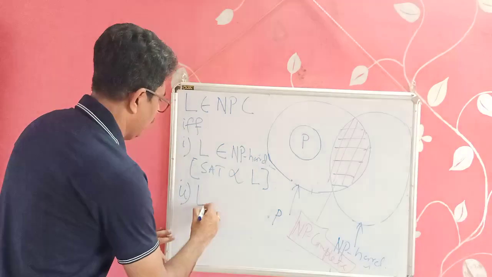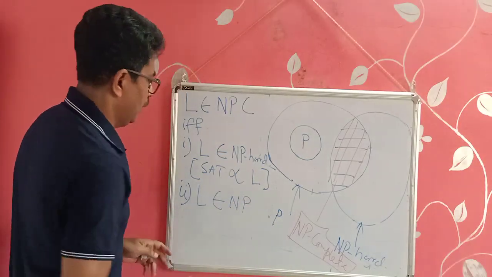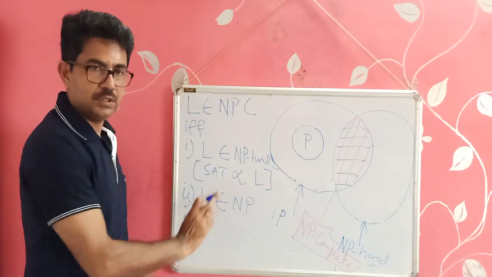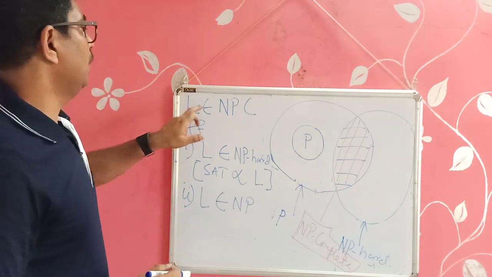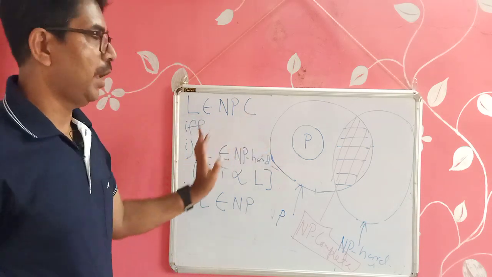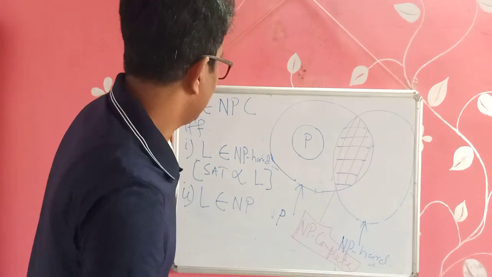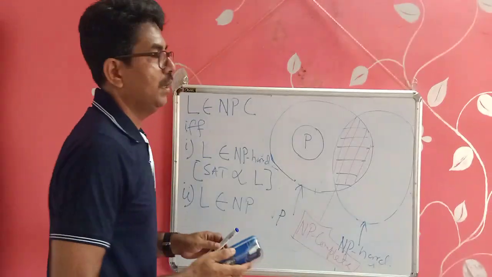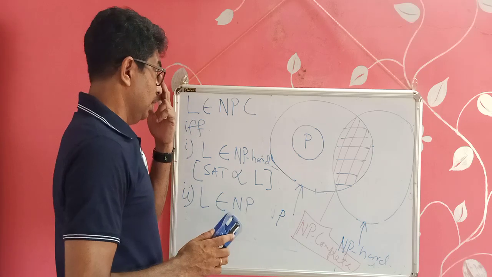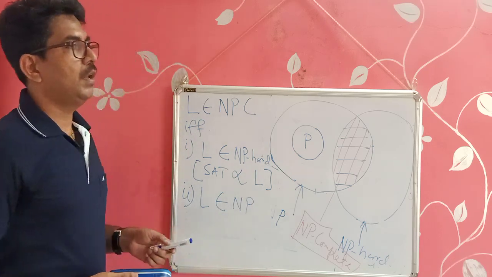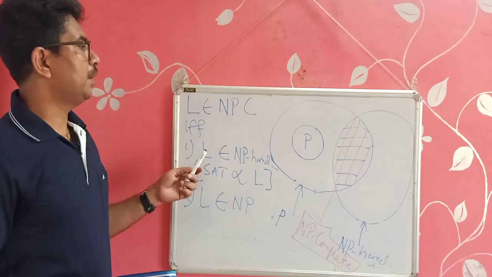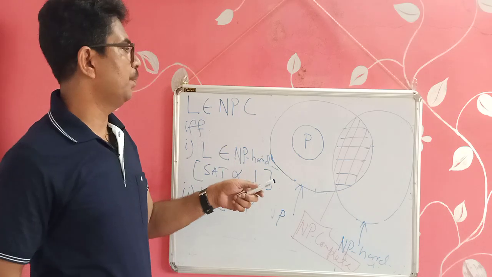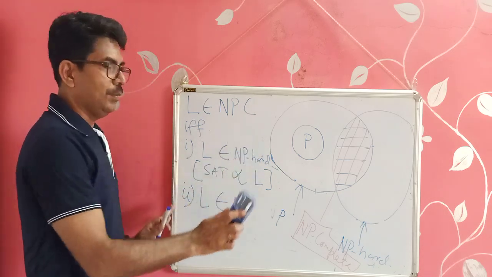Next, L belongs to NP. That means the problem L has a non-deterministic polynomial time solution, right? So a problem L belongs to NPC if and only if these two conditions exist. Clear? I think the definition of the NP complete class is clear to you, right? Okay. In the next part we will go through an example to prove that the 3CNF SAT problem belongs to the NP complete class. I think up to this there is no problem.